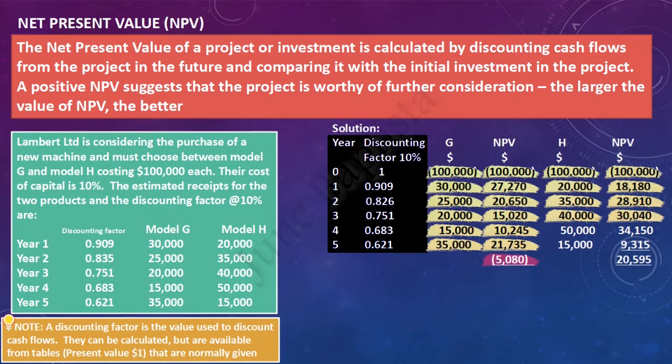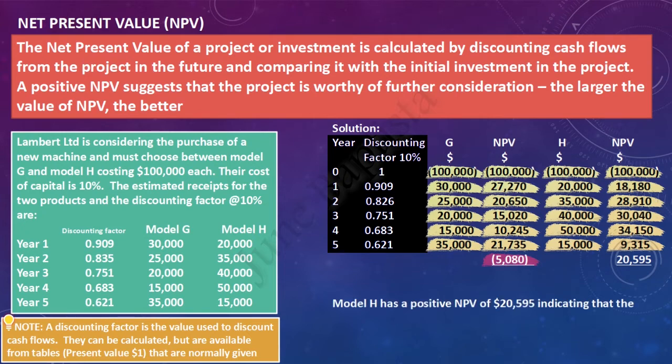$30,040. In year 4, with a cash inflow of $50,000 multiplied by the discounting factor at the rate of 10%, we get an NPV of $34,150. In year 5, with a net cash inflow of $15,000 multiplied by the discounting factor at the rate of 10%, we get an NPV of $9,315. Adding all the positives and minusing it from the negative, we get a positive NPV of $20,595.